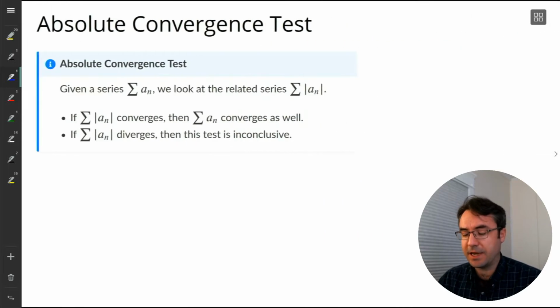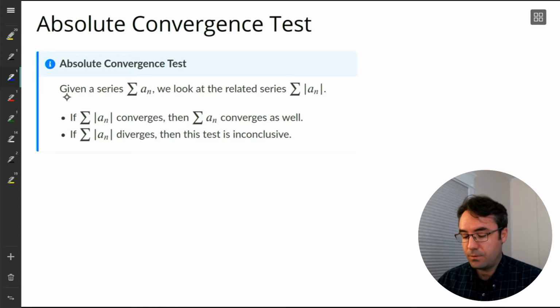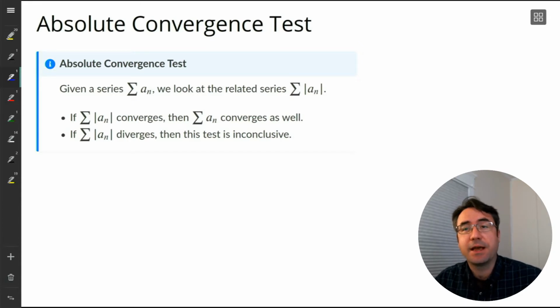Let's look at our test. We call this the absolute convergence test. And the way it starts is we're given a series, sigma a_n. This is the series that we're trying to determine what happens. Does it converge or does it diverge? Can we add the terms together, essentially? That's what we're interested in. Does it make sense to add all these terms together? Do we get a finite sum? So we're interested in this series. Is this series convergent or divergent?